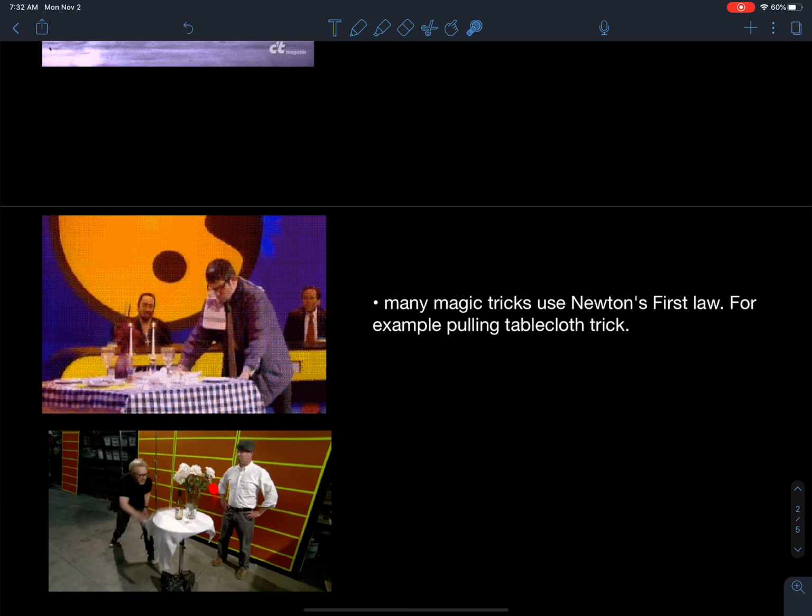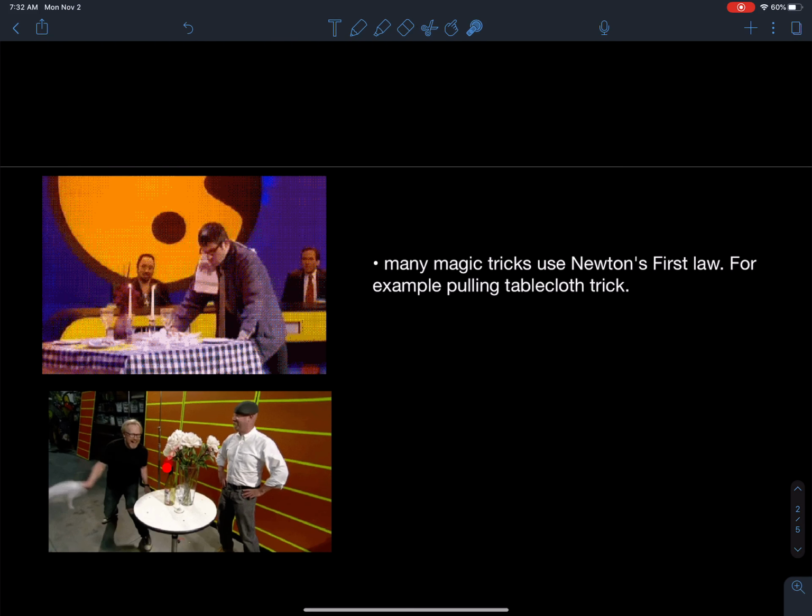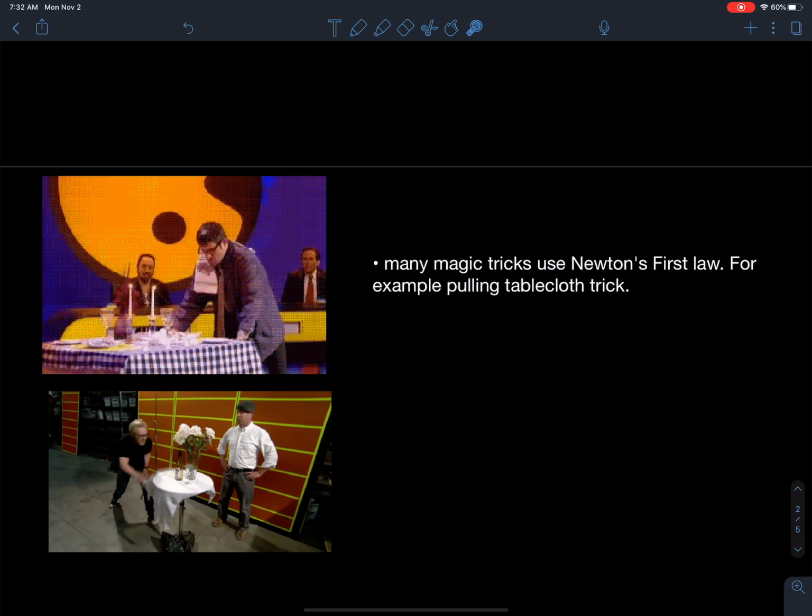Just try to do it with something that's not going to break, okay? So again, that demonstrates that if an object has a lot of inertia, you have to apply a lot of force to be able to move it. The lighter the object, the less inertia it has. You might not be able to do this trick.